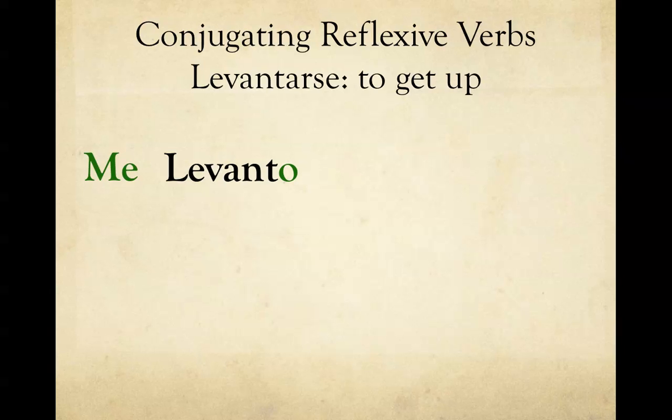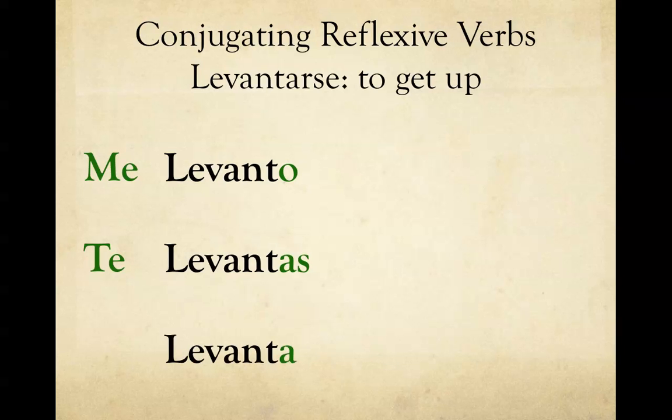Okay? So, me levanto. And then for tú, you just add te. So te levantas. You can say yo me levanto, tú te levantas, but it's really redundant, okay? Because our verb is conjugated and we have the reflexive pronoun, so it's not really necessary to use that subject pronoun anyway, okay? Now, levanta, se.